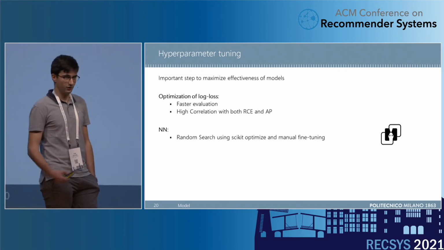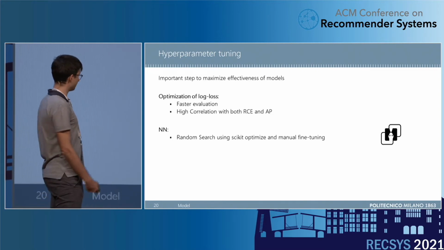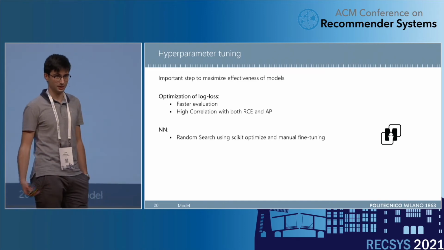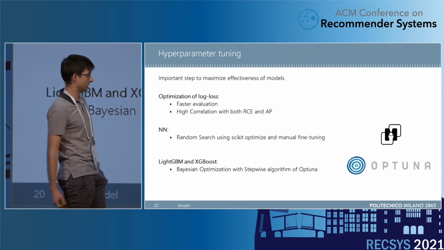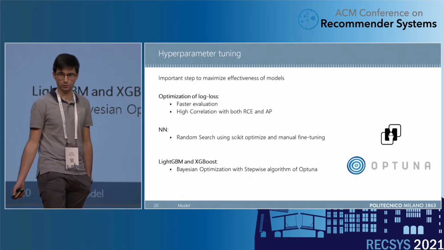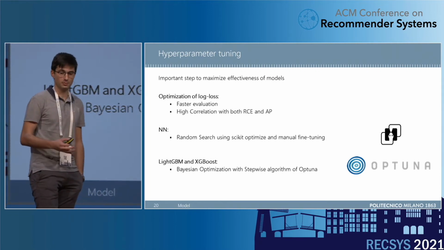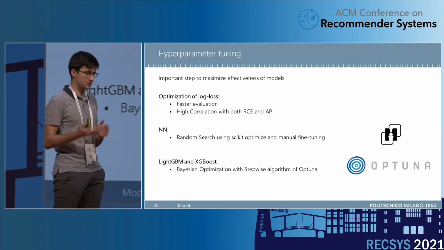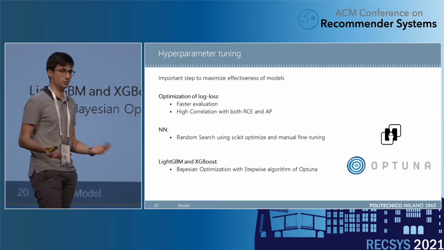To perform hyperparameter tuning on the neural networks, we performed a random search using scikit-optimize, and then we had some phases of manual fine-tuning to find the best architectures for them. On the other hand, LightGBM and XGBoost were instead optimized using a Bayesian optimization framework. In particular, we took advantage of the Optuna library, and we used the stepwise algorithm, which was greatly important to us because it allowed us to shrink the space of parameters to explore by transforming it from a combinatorial problem to a sequential one.